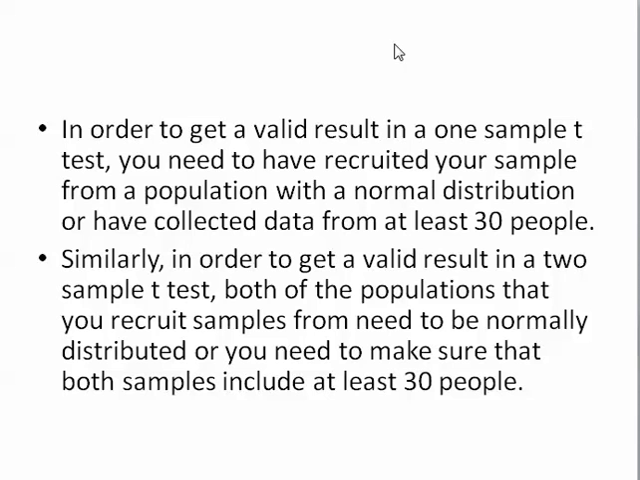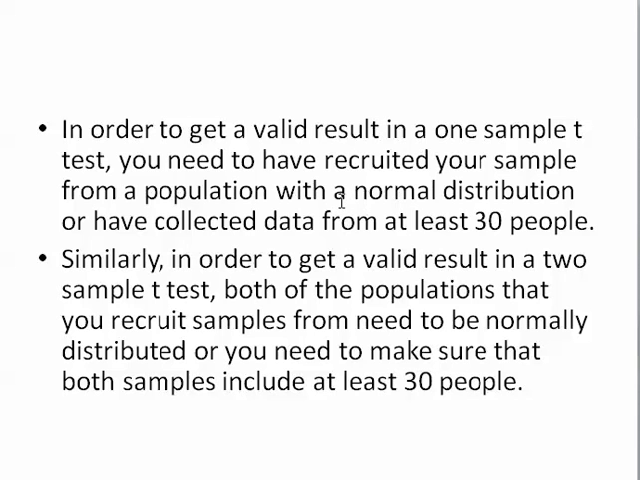So I'll explain a little bit more about what it means to do a left-tailed, right-tailed, or two-tailed test a little bit later on in this video. First, I need to talk about the sample sizes. In a two-sample t-test, your two samples should include at least 30 people each, meaning 30 from population 1 and 30 from population 2.